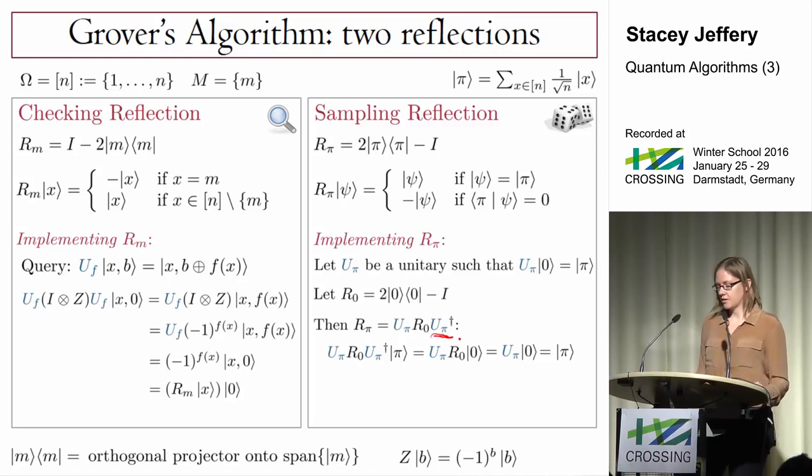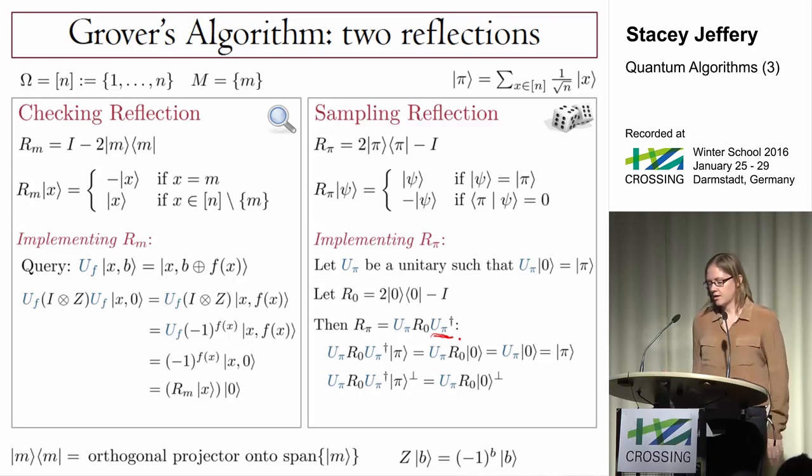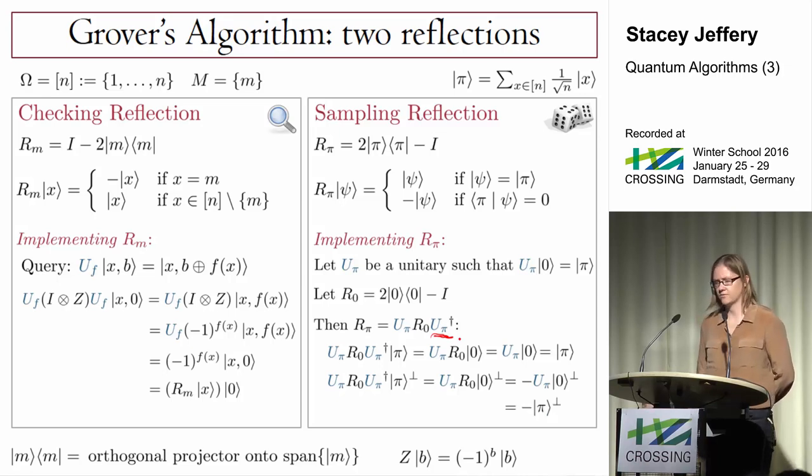And suppose we apply it to something that is orthogonal to pi, which I'll just denote by pi perp. So this is just some arbitrary state that is orthogonal to pi. Okay, so since pi perp is orthogonal to pi, u sub pi dagger, which maps pi to 0, must map pi perp to something orthogonal to 0. So I'll denote that something by 0 perp. And since 0 perp is orthogonal to 0, when we apply the reflection r sub 0, it's just going to put a minus in front of everything. And then finally we apply u sub pi, which is going to map 0 perp back to pi perp. So it has had the effect of just putting a minus in front of pi perp. That's for any state pi perp that is orthogonal to pi.